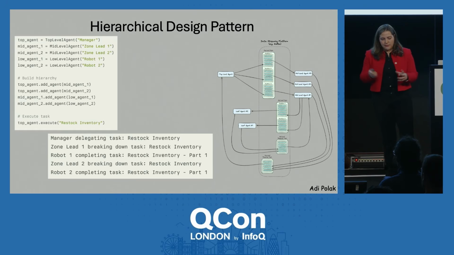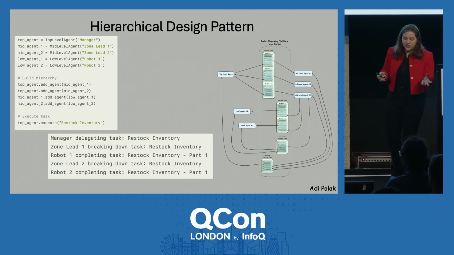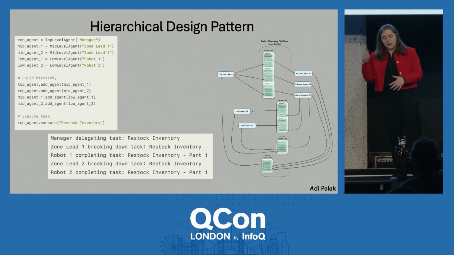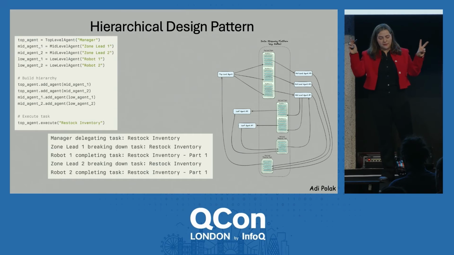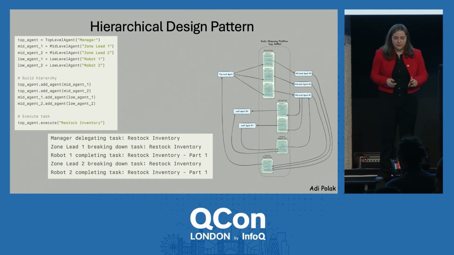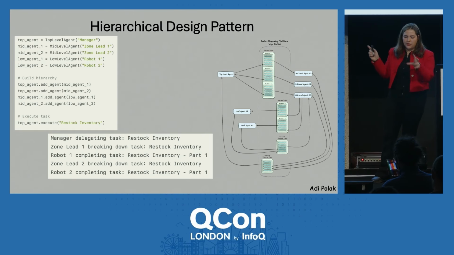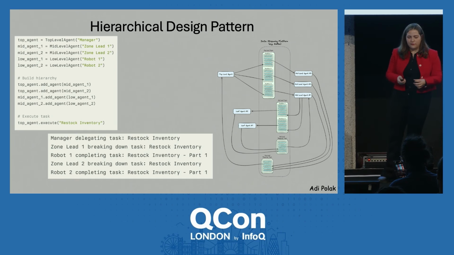This is just looking deep into the model. We have the mid agent. Let's say we have zone lead 1, zone lead 2, robot 1, robot 2. And we have the manager that helps us manage the restock of inventory specifics. And this is how they coordinate and communicate. Well, the top agent starts to execute the restock inventory for the rest of the agents.